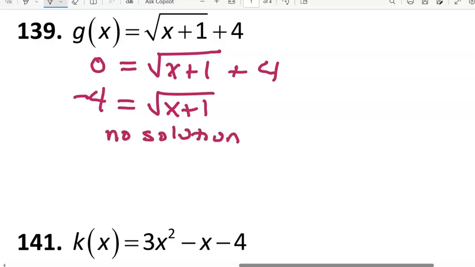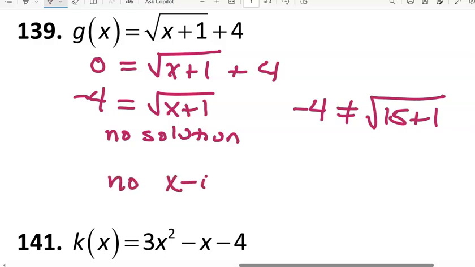We should point out here that you can square both sides, and if you do that, you'll find out that x is 15, but x equals 15 doesn't satisfy this equation because negative 4 is not equal to the square root of 15 plus 1. The square root of 15 plus 1 is equal to positive 4. So that means that there are no x-intercepts.